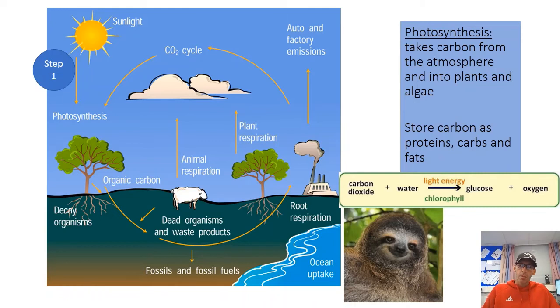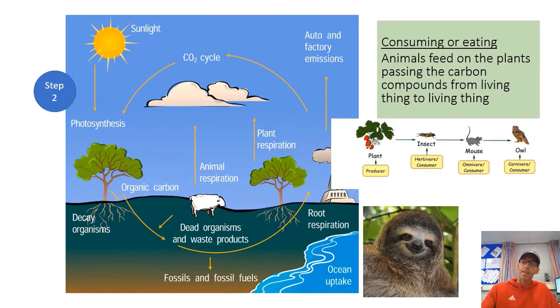Two most important processes: photosynthesis and where that happens in the carbon cycle, and then respiration by the animals feeding upon those carbon compounds, and the respiration here by the animals, the decay organisms, the detritivores and decomposers doing respiration.